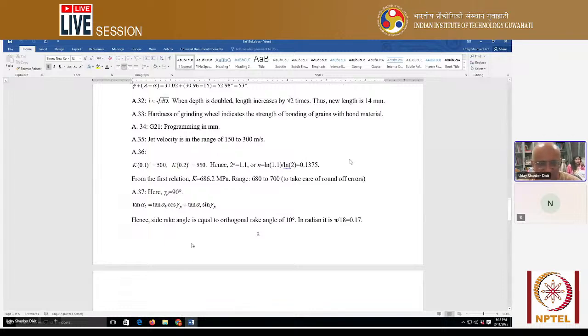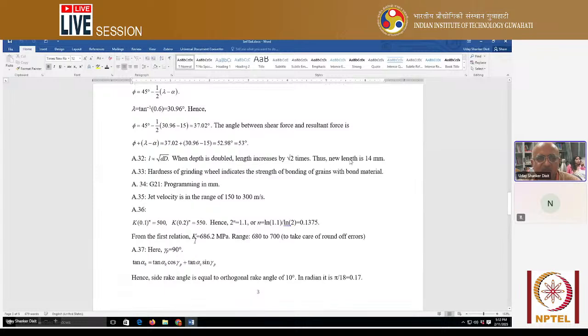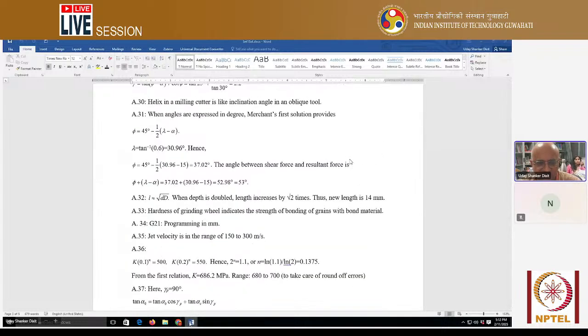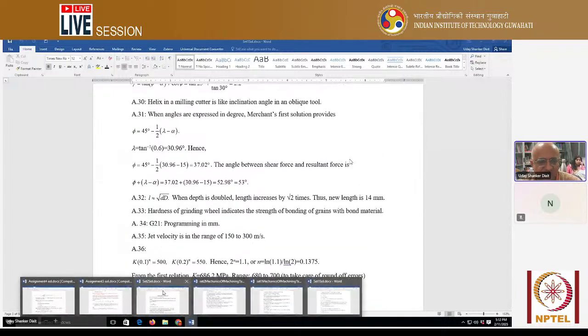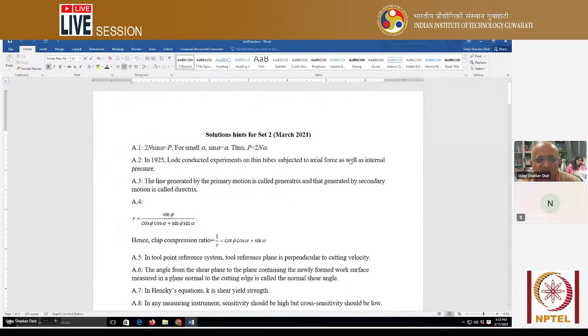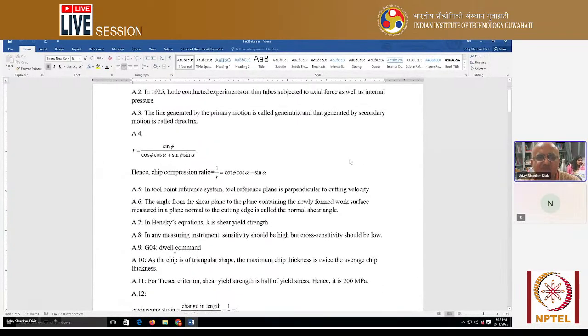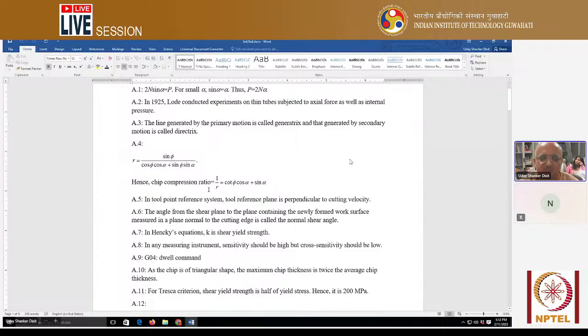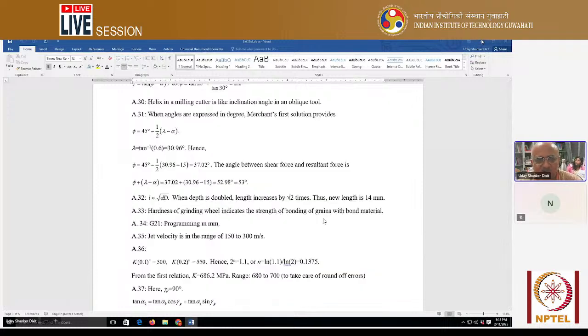So like that there are many questions here. Say, for example, assignment set 2 solution. Chip compression ratio. Sometimes we just twist a question a little bit. If the cutting ratio is R, the chip compression ratio will be 1 by R, the inverse of that. The cutting ratio maximum value can be 1, and the chip compression ratio minimum value is 1. So this type of question is there.